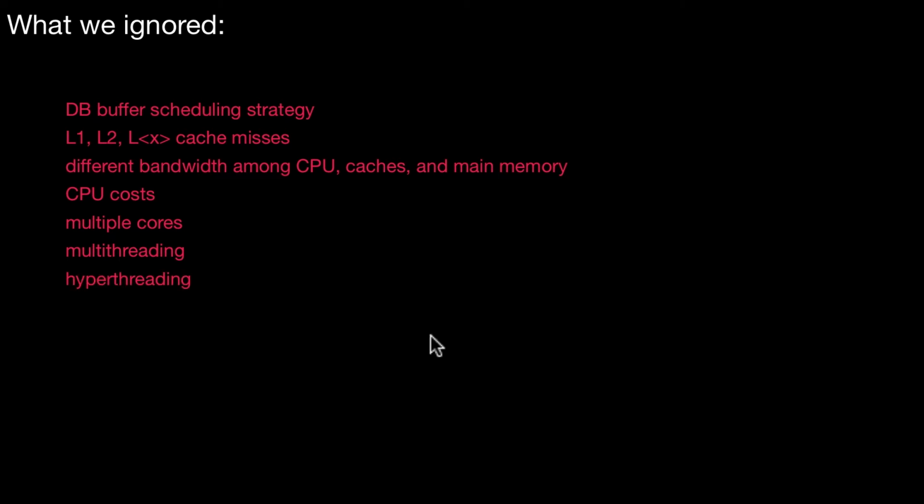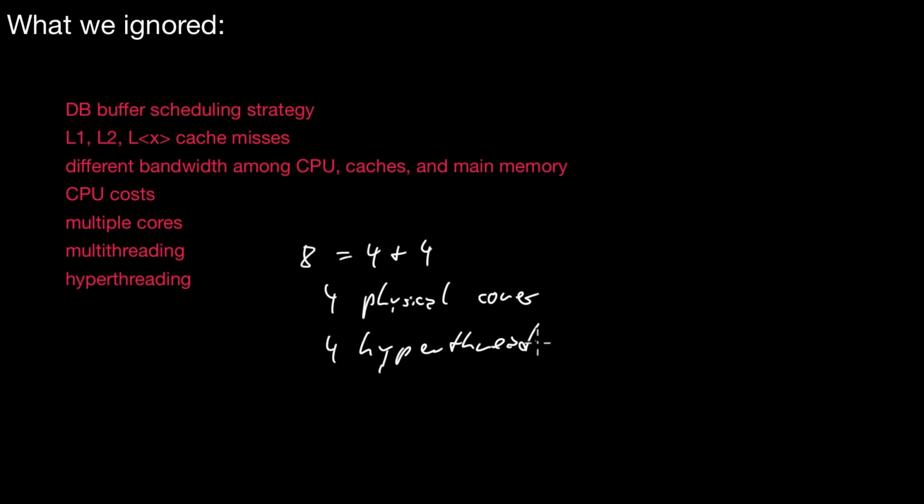Then of course hyper-threading. Even if your operating system says you have 8 cores, maybe it's actually 4 plus 4, so 4 physical cores and 4 hyperthreads. What a hyperthread can do is different from what a real core can do, and that has an impact on performance, of course. Maybe you should consider that when trying to understand the performance of a specific algorithm or index structure.